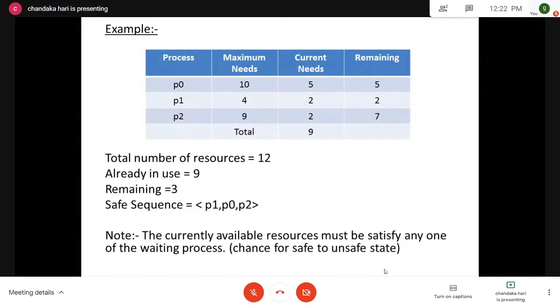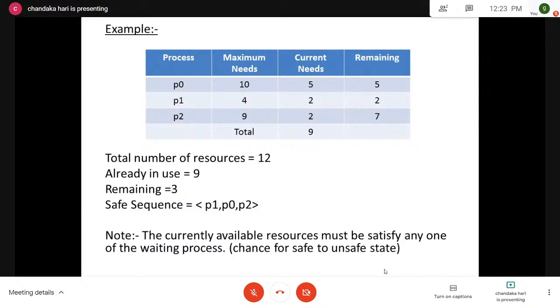Now among P0 and P2, 5 is satisfied by P0. So the next process is P0. All 5 resources are given to it. Already it holds 5. 5 plus 5, total available is now 10. Now the 10 is satisfying process P2, so you can give it to process P2. So the resources must be allocated in the sequence P1, P0 and P2. In this order, the system is in safe state.